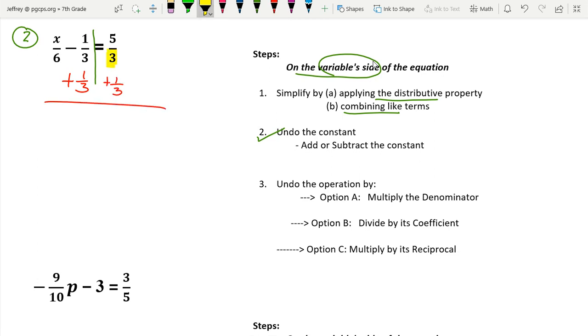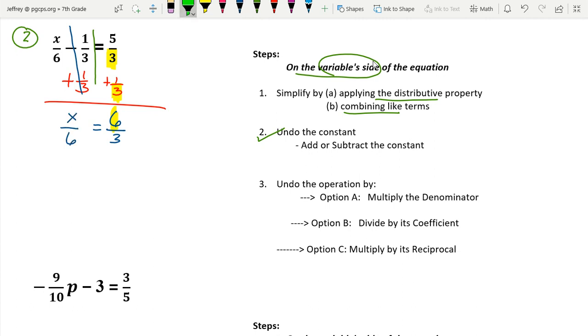Now, as you notice, we're adding fractions. If we're adding, do we have the same denominator? Obviously, yes. So that means we can just add the numerators right away. Okay? So 5/3 plus 1/3 will give us 6/3. Equal sign. These are opposites, so that simplifies to 0. And what's left is x over 6.